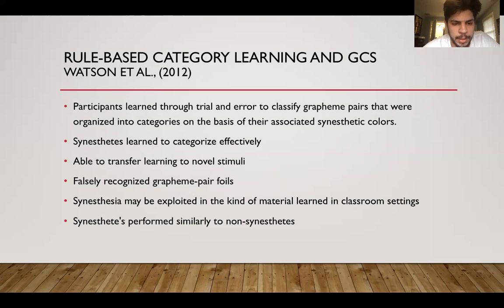And synesthesia may be exploited in the type of material learned in various different classroom settings, just because it wouldn't comply with those associations. But overall, the performance among the two was found to be very similar.